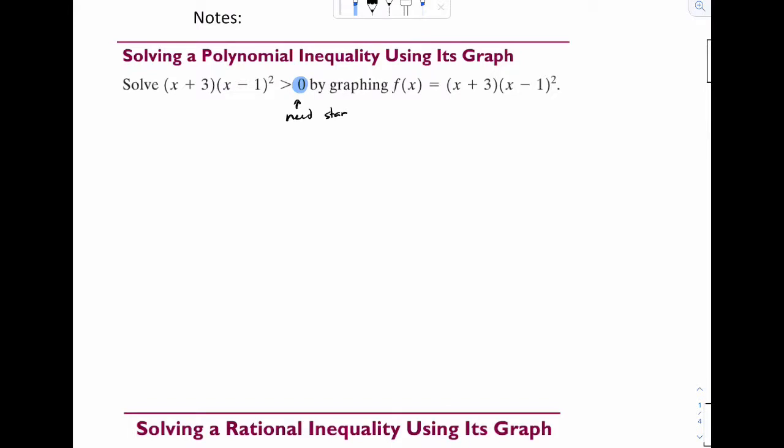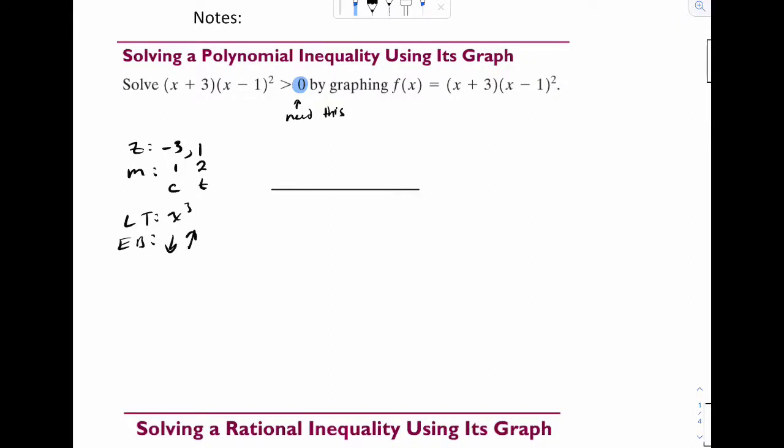So let's write down our pertinent information. For zeros, we have -3 and 1. The multiplicity would be 1 and 2, which means it's going to cross and touch. The leading term is x cubed, which means our end behavior should be down and up.